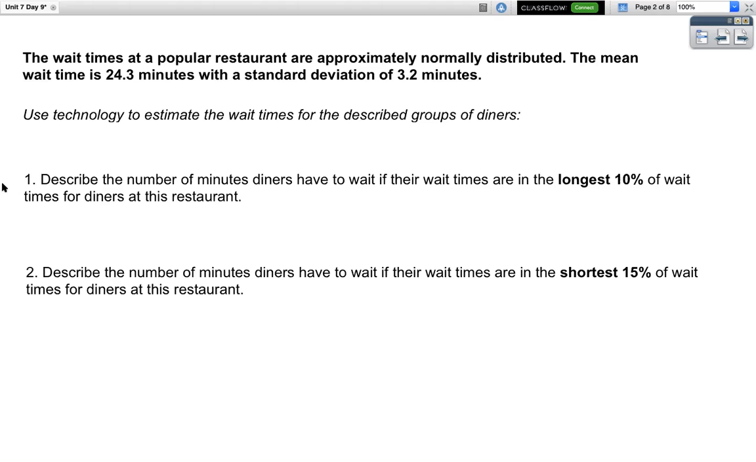The first situation asks us to describe the number of minutes diners have to wait if their wait times are in the longest 10% of wait times for diners at this restaurant. And the second question asks us to describe the number of minutes diners have to wait if their wait times are in the shortest 15% of wait times for diners at this restaurant.